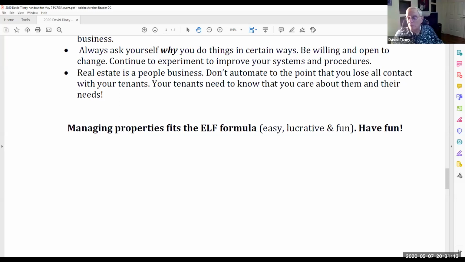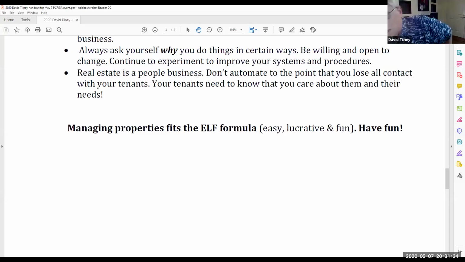Real estate is a people business. Don't automate to the point that you lose contact with your tenants. Tenants need to know you care about them and their needs. I'm a member of the National Association of Residential Property Managers. I hang out with a number of property managers. And I see more automation in this business all the way around. And I automate a lot.